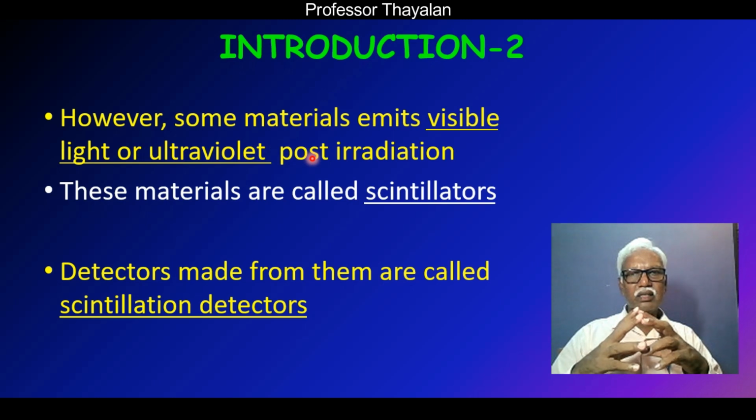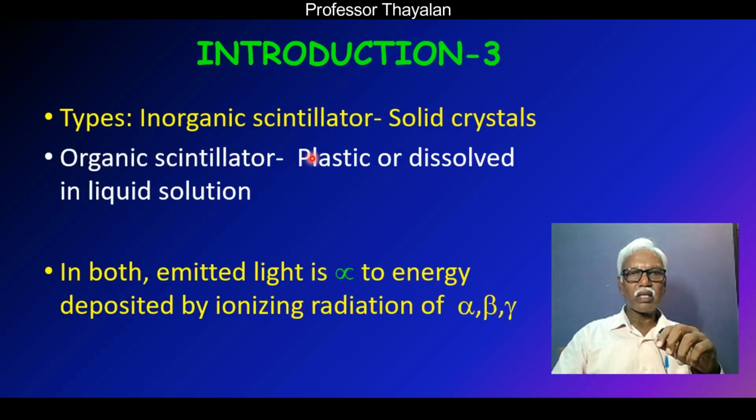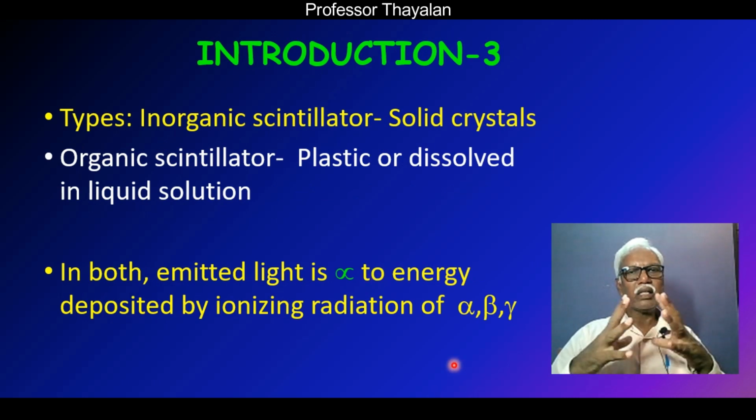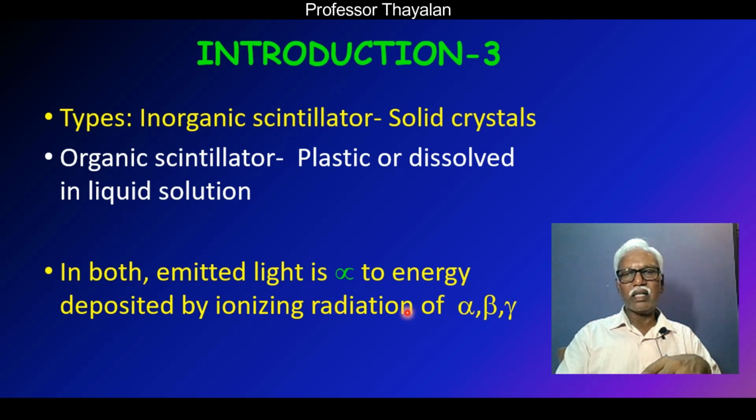However, there are some materials which emit visible light and ultraviolet after irradiation. These materials are called scintillators. The detectors made from these materials are called scintillation detectors. What are the types of scintillation detectors? Inorganic scintillators are usually made up of solids. Organic scintillators are plastic or dissolved in liquid solutions. In both cases, the emitted light is proportional to the energy deposited by the ionizing radiation, such as alpha, beta, and gamma rays.